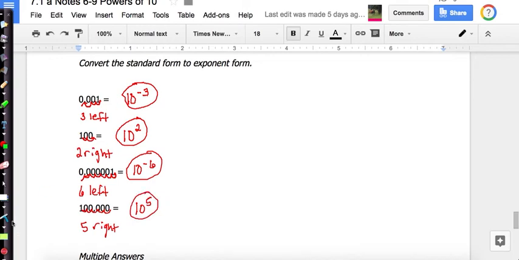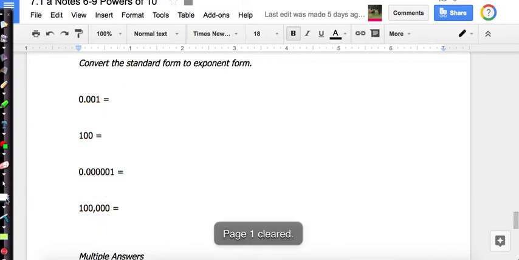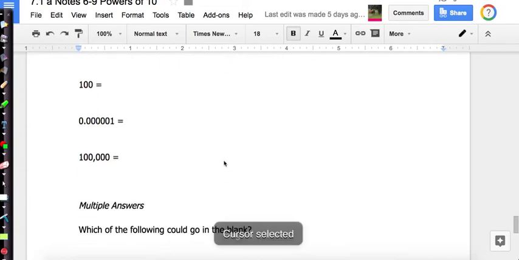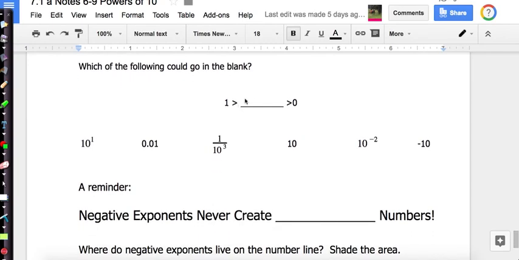Okay, let's look at the next one, which says, which of the following could go in the blank? So once again, to translate what this means, 1 is greater than blank, blank is greater than 0. That means which of these is in between 0 and 1? So think back to yesterday when we filled out those charts. So 10 to the first? No, because 10 to the first is 10. 10 is not between 0 and 1. 100th? Absolutely, between 0 and 1.